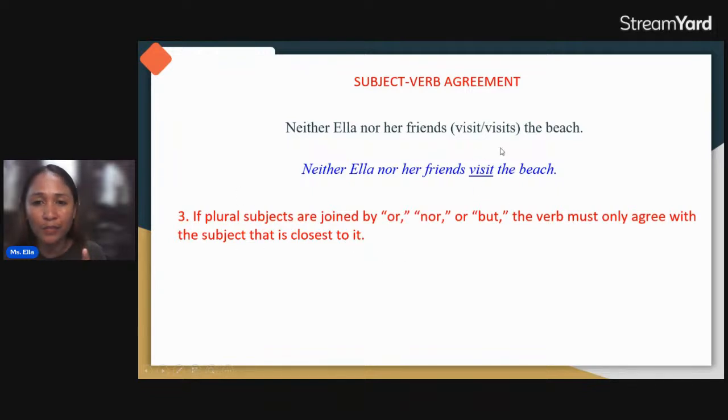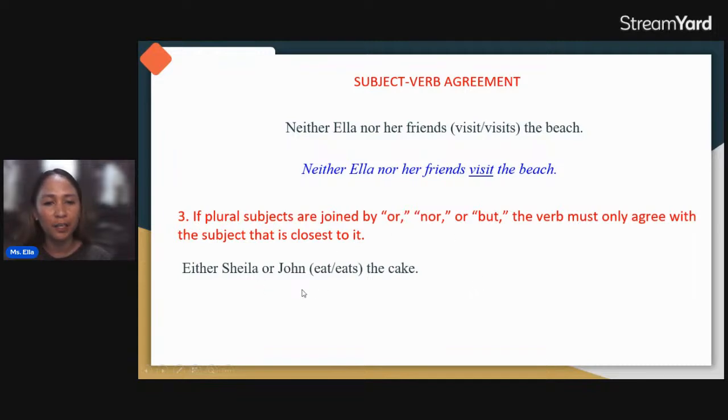So here our verb is visit, and the subject closer to the verb is her friends, and her friends is plural. That means the verb must agree with the subject, her friends. Since it is plural, we also take a plural verb. That means visit the beach. So neither Ella nor her friends visit the beach. Okay, so let's continue. Here, either Sheila or John eat or eats the cake.